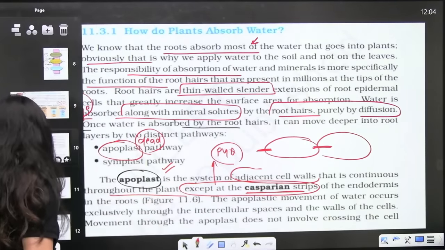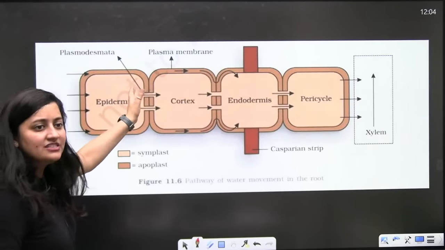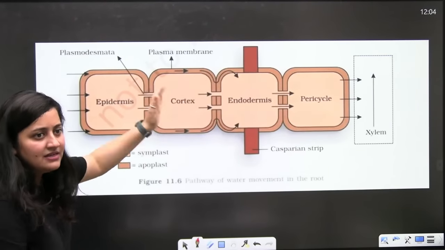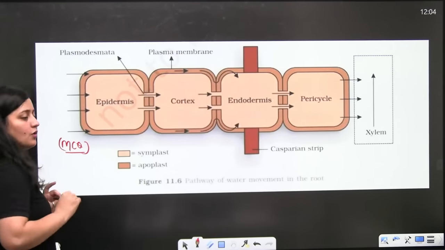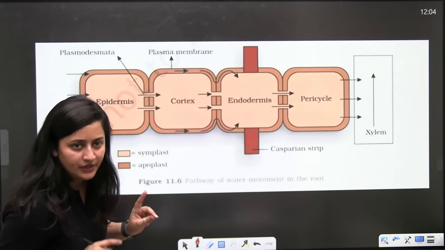The best way to understand this concept is this diagram. So bachche, from this diagram, again your MCQ will come.